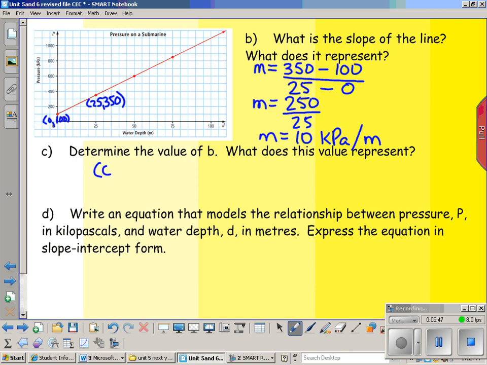It is at 0, 100. What does this value represent? Well, what we're saying is when the water depth is 0, so when we're at the surface of the water, our pressure is at 100 kilopascals. So we have 100 kilopascals of pressure on the surface of water.